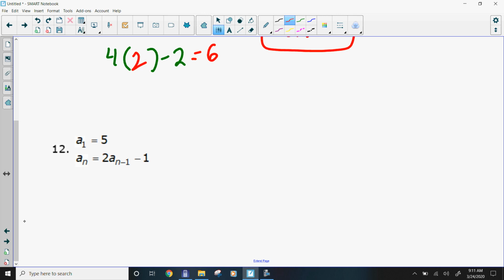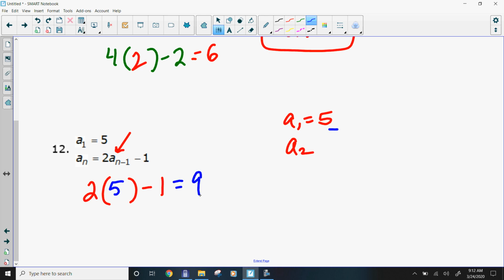Okay, same thing. This right here is the last number. So we know the first number is 5. If I want to find the second number, I'm going to do 2 parentheses minus 1, and I'm putting in the previous number, which is 5. So I'll put a 5 in here. 10 take away 1 is 9. So that means the second number is 9.